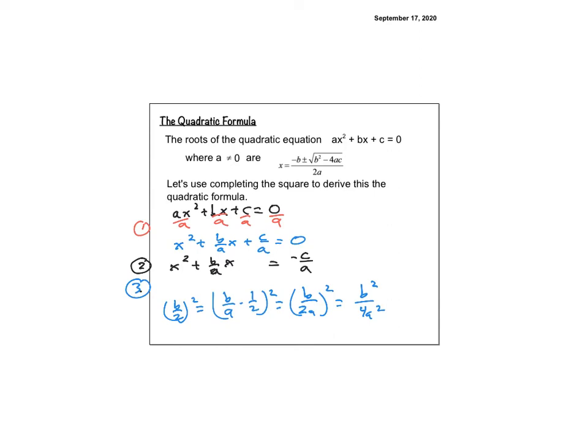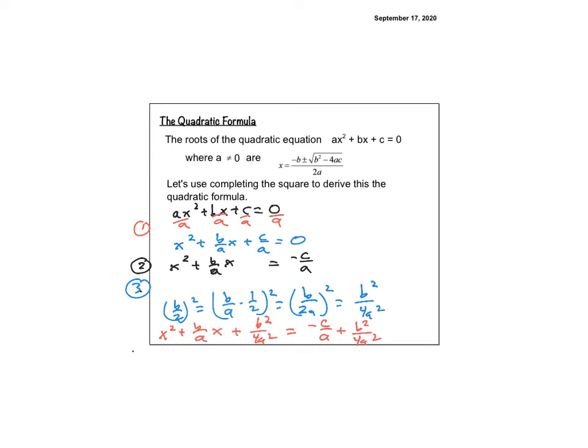And so I'm going to have to rewrite it down here because there's not enough room, I don't think. So we've got x squared plus b over a times x plus b squared over 4a squared equals negative c over a plus b squared over 4a squared. You're supposed to add b divided by 2 squared to both sides.